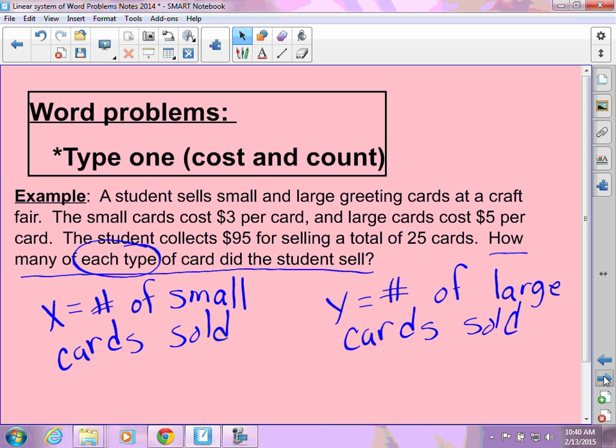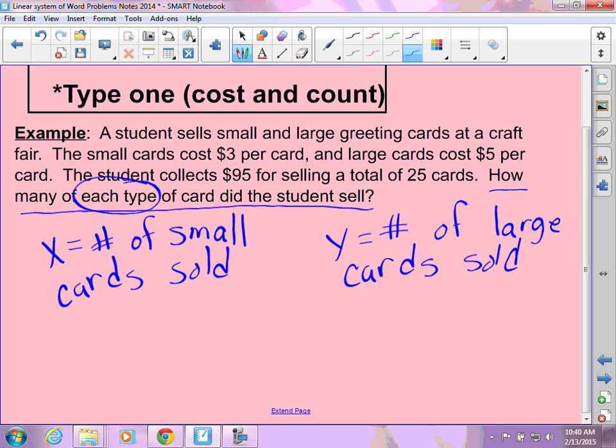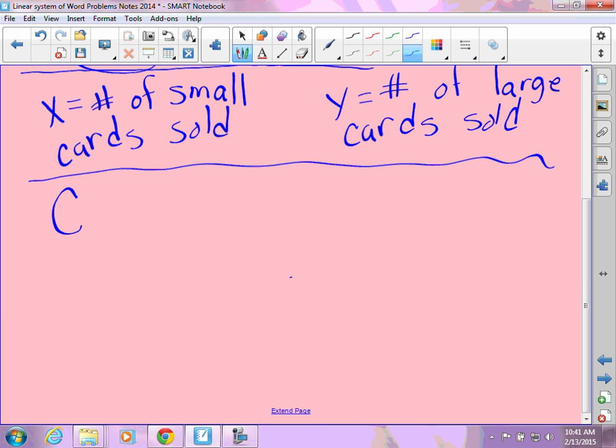We need to go on to step 3. Step 3 says I'm going to make 2 equations, okay? Now, when we do these 2 equations, one of the equations is going to be count. And I actually want you to write count. And the other type is going to be cost. Some people say value, but I think count and value sounds weird. That's why I go count and cost. I think it sounds better, okay? As the name of the word problem, right? Cost and count.